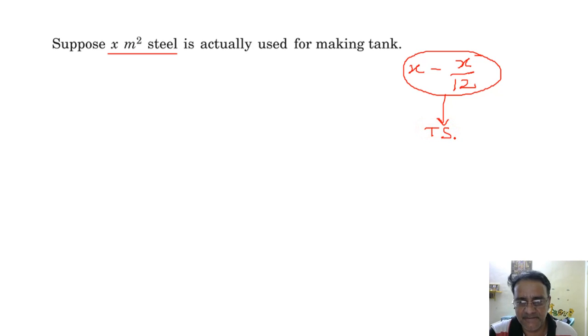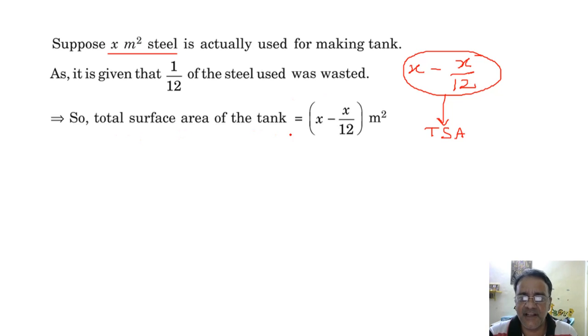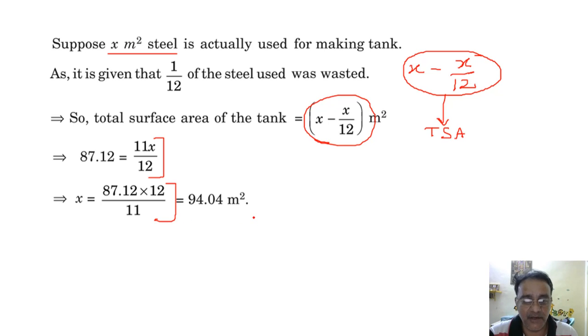Whether this concept is clear? Yes, sir. Okay, fine. So as it is given that 1 upon 12 of the steel used was wasted, so total surface area of the tank will be X minus X by 12. And total surface area we already got 87.12. And if you subtract X minus X by 12, you will get 11X upon 12. So finally what you will get, X is 87.12 into 12 upon 11. अगर इसको सॉल्व करोगे तो we'll get approximately 94.04 meter square. So this is the answer.